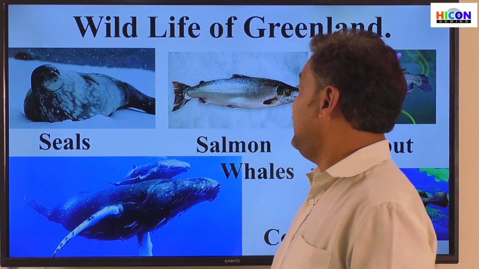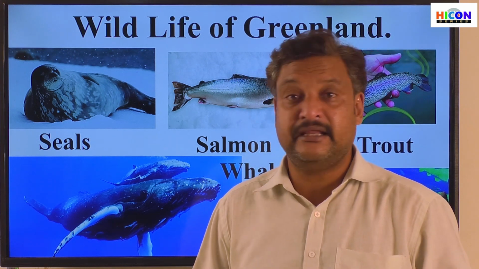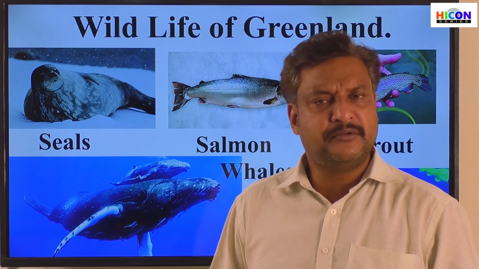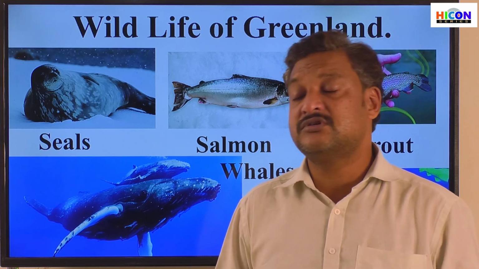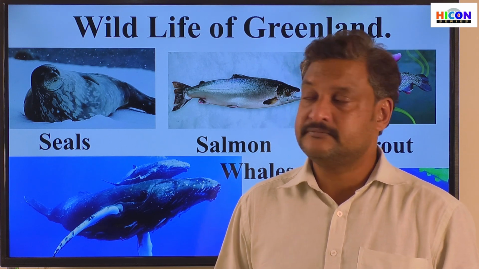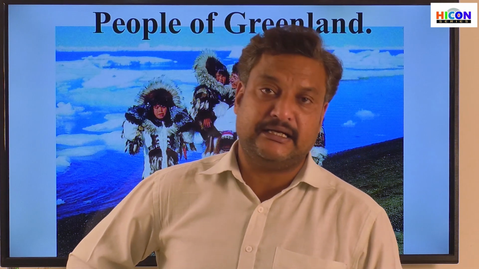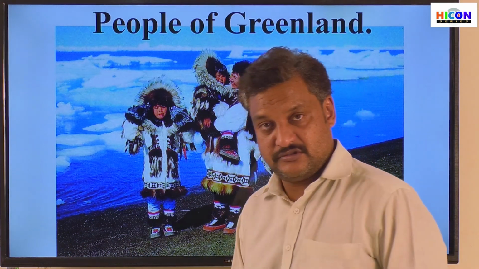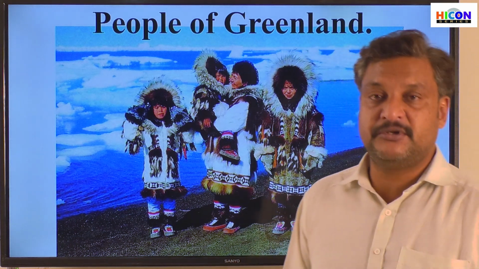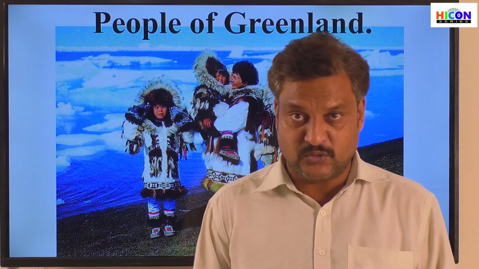And Greenland is one region in the world where we cannot see any kind of reptiles. Reptiles means, yes, snakes or crocodiles or those kinds of animals. Okay? So now, the people of Greenland. So people of Greenland are known as Eskimos. So Eskimos are the people who live in the extreme cold conditions over there.